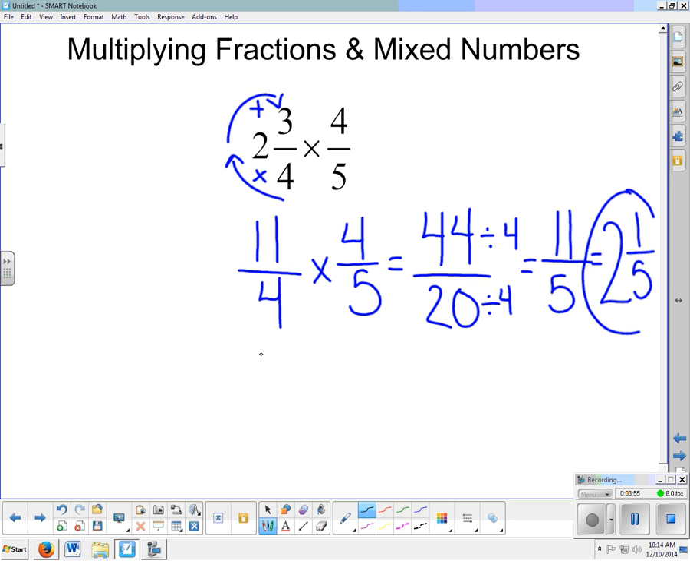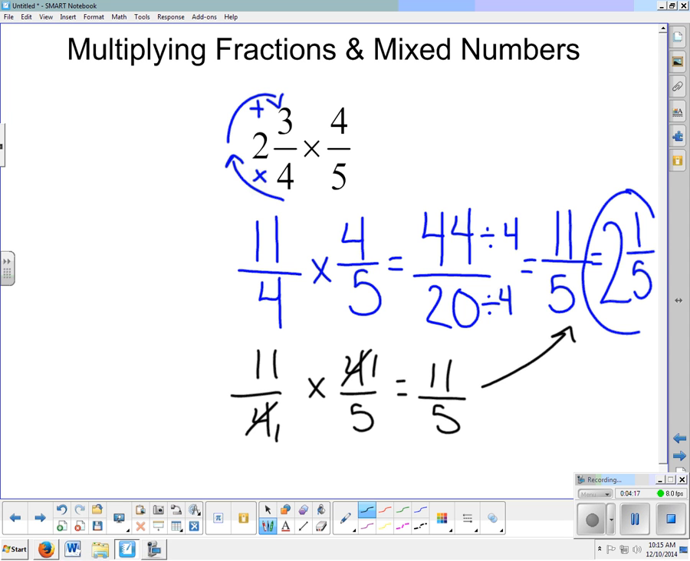Here we go. We still need to make our numerator and denominator only, okay? So we're going to keep 11/4 and 4/5. This is an interesting one. 11/5 can't be simplified. But what about 4 and 4? They become, I heard somebody say 1. 1 and 1. 11 times 1 is 11/5, which looks familiar, and 2 and 1/5.